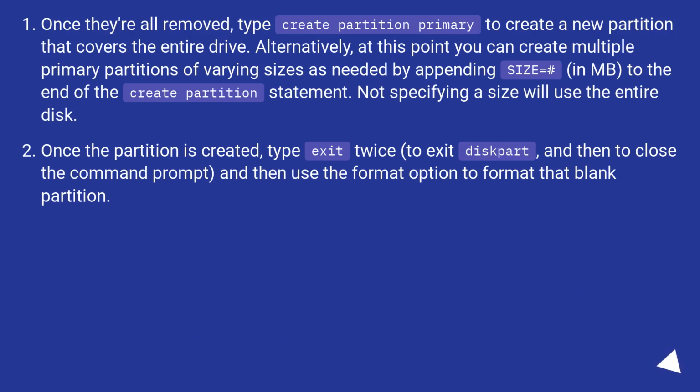Alternatively, at this point you can create multiple primary partitions of varying sizes as needed by appending size equals hash, in MB, to the end of the create partition statement. Not specifying a size will use the entire disk. Once the partition is created, type exit twice to exit diskpart and then to close the command prompt, and then use the format option to format that blank partition.